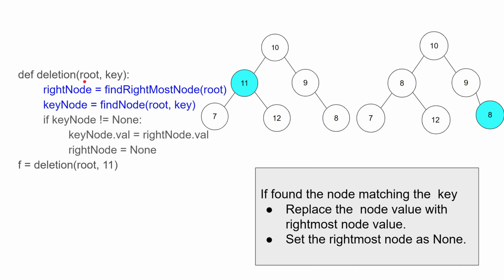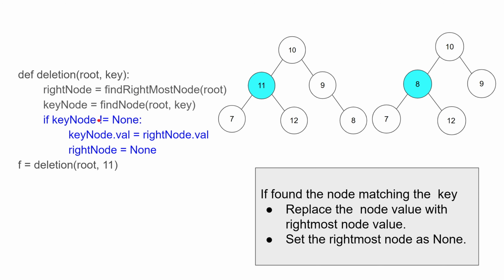The function deletion replaces and deletes the value's rightmost node. It takes the input of the key, which is 11, and the tree. It calls the function find rightmost node to find the rightmost node, and it calls the function find node to see if it's in the tree or not. If it's not in the tree, then find node will return none. So it checks to see if it returns none. If it doesn't, then it will replace your input value with the rightmost node value, and then delete the rightmost node.